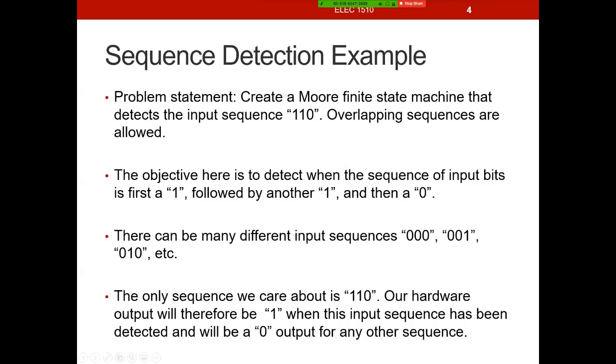And so our hardware output will be a 1 when we detect this particular input sequence. If we have any other input sequence, such as the 0, 0 sequence, our circuit will output a 0. Our circuit's going to give us a 1 whenever we've seen the sequence, and a 0 when we have not seen the sequence.